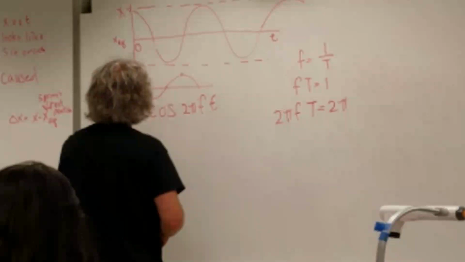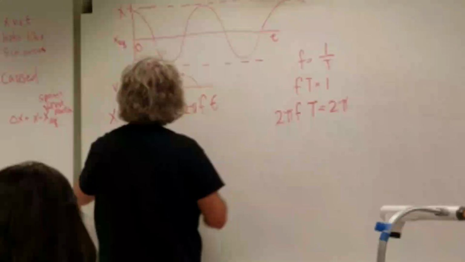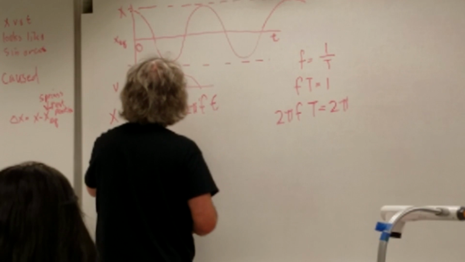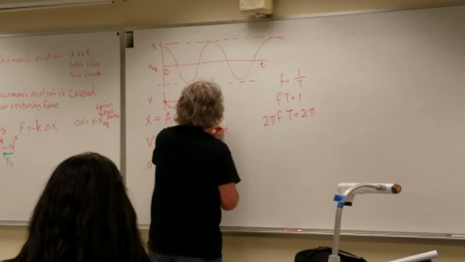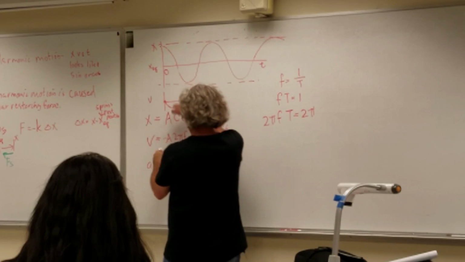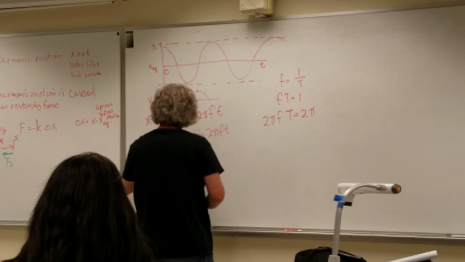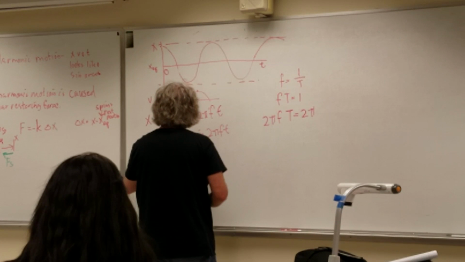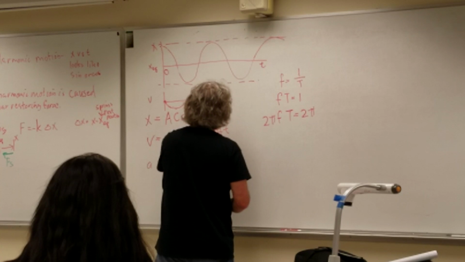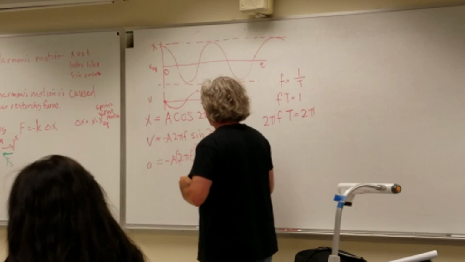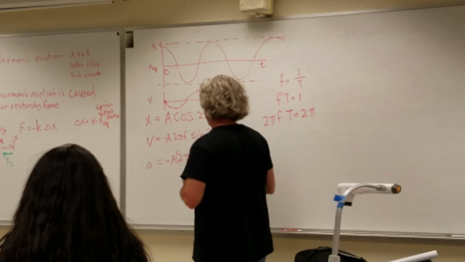What we end up with over here is that this ends up being equal to a 2 pi f sine 2 pi f t, with the minus there, as we described. And the acceleration ends up being minus a 2 pi f squared cosine 2 pi f t.